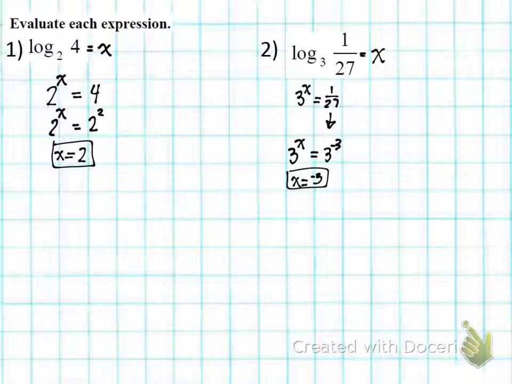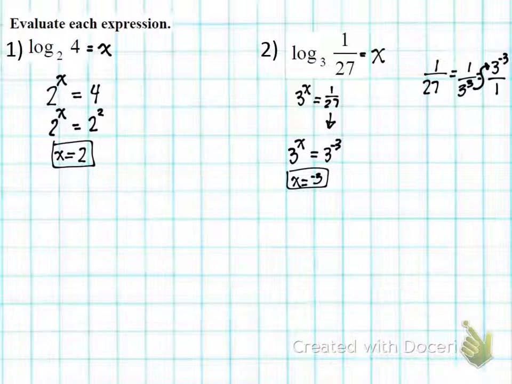Yes. Negative 3 because 1/27th is like saying 1 over 3 to the third. Remember that? And then earlier this year I said this is the same thing as saying 3 to the negative third. Remember that? Because you could switch the exponent to the opposite side. Okay.